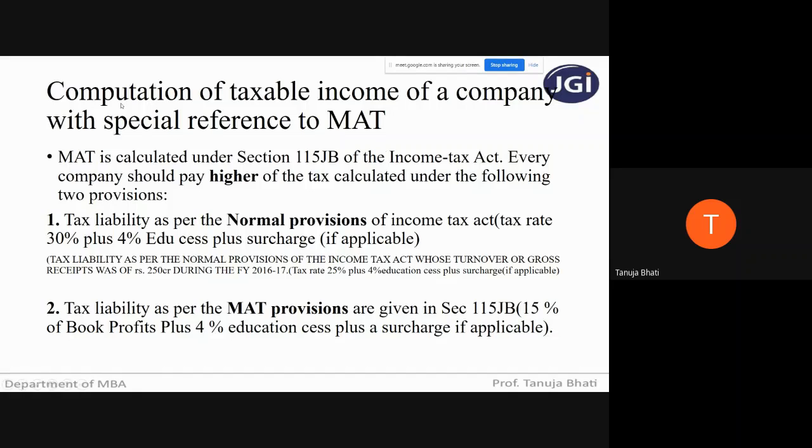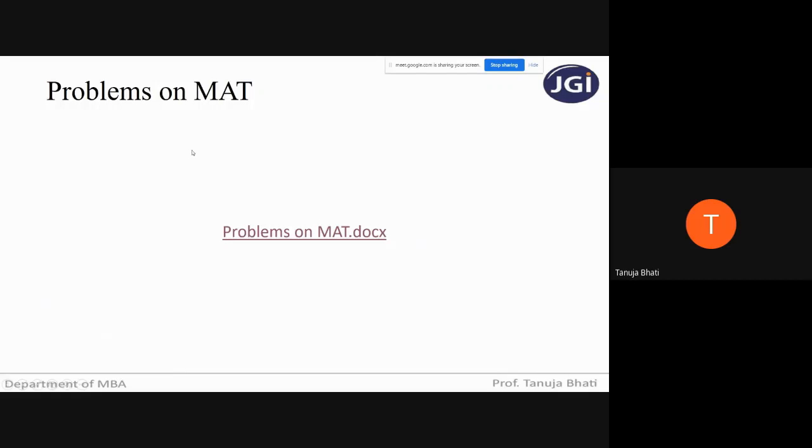So students have well understood how to compute the taxable income of a company with special reference to MAT. Is this particular slide clear? Because based on this slide, we will be seeing the problems. Is this clear, students? Yes, ma'am. Okay. Now let us see problems on MAT.